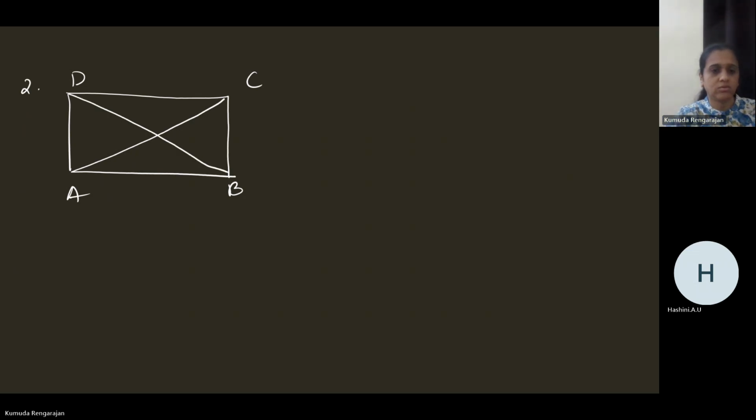This is a rectangle. Draw along with me. ABCD is a rectangle. Diagonals intersect at O, and this angle is 44 degrees. Find angle OAD, this angle. You'll have to find this. ABCD is a rectangle. Find x.